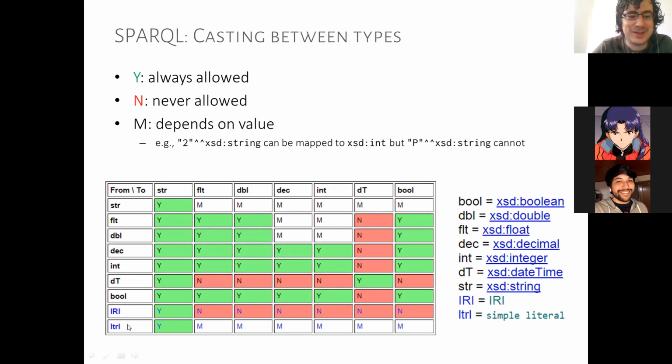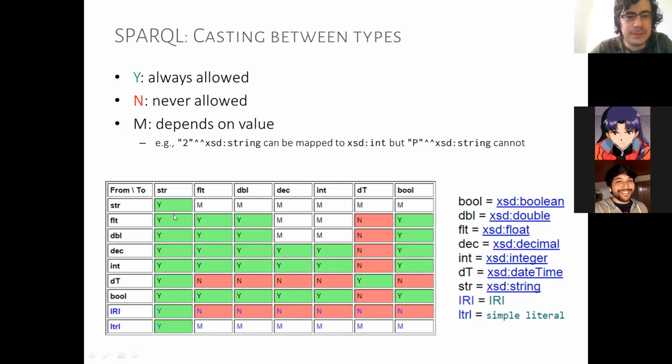So we have IRIs or literals. We can cast IRIs and literals to strings. We can't cast anything to IRIs or literals, although we could use a function to create an IRI or a literal. So we can pretty much cast anything to a string, which just basically gets its lexical value.